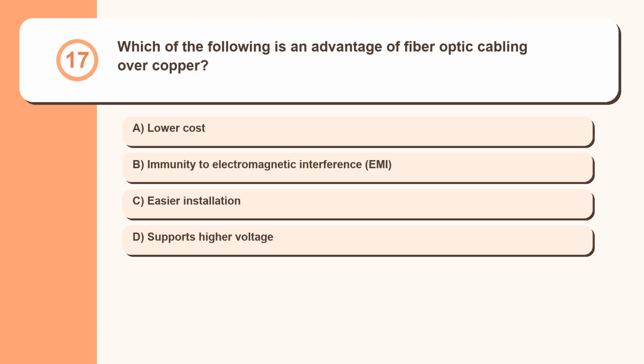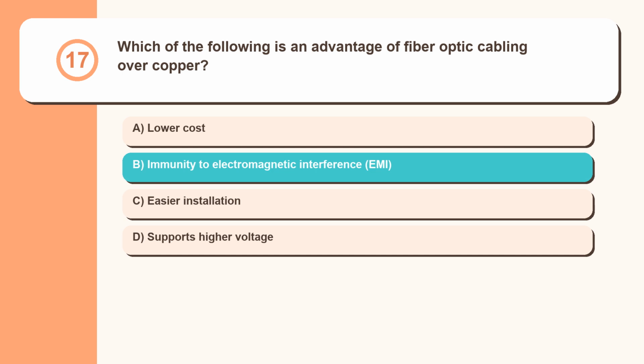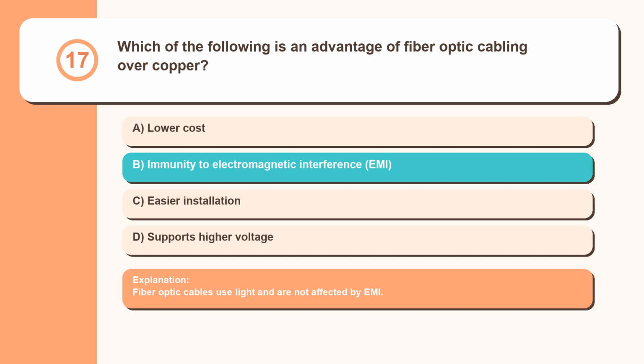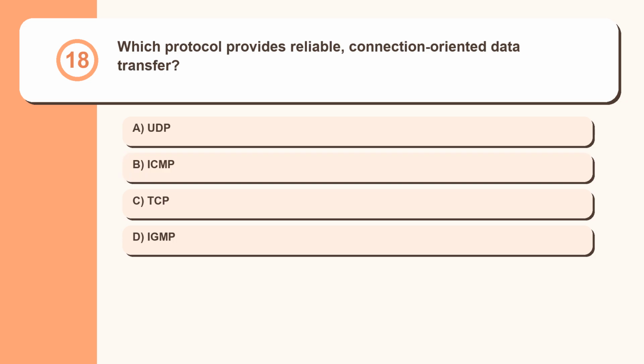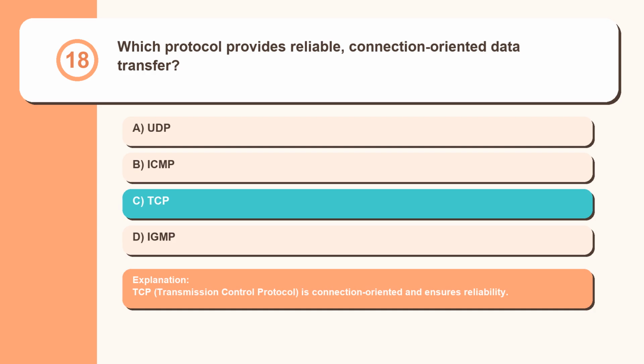Question 17. Which of the following is an advantage of fiber optic cabling over copper? Lower cost, immunity to electromagnetic interference, easier installation, supports higher voltage. Fiber optic cables use light and are not affected by EMI. Question 18. Which protocol provides reliable, connection-oriented data transfer? UDP, ICMP, TCP, IGMP. TCP, Transmission Control Protocol, is connection-oriented and ensures reliability.